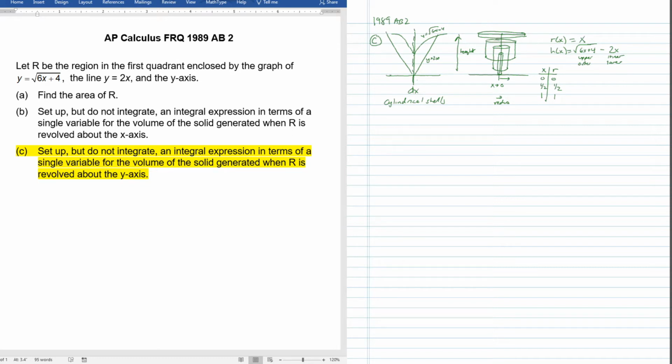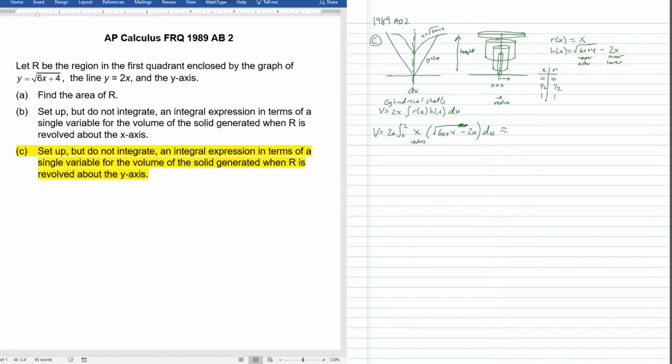Therefore, the formula for a cylindrical shell is V equals 2 pi times the integral of the radius times the height, because that is the surface area of a shell, and we do need area for a formula, dx. So the volume equals 2 pi times the integral from 0 to 2 of x, because that's my radius, times the height, radical 6x plus 4 minus 2x, dx. And I've done this already on the calculator.